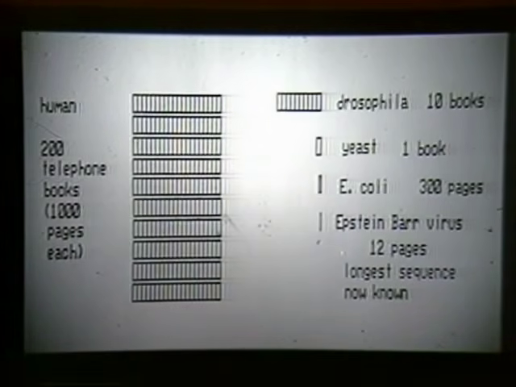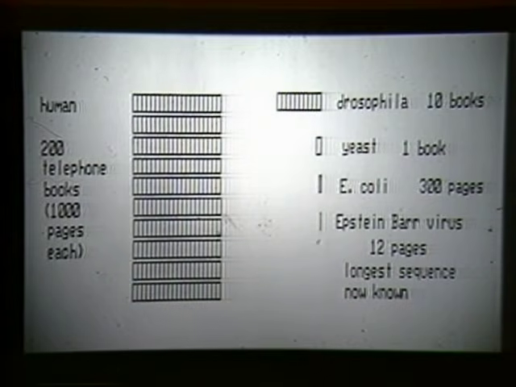And the major reason I show it to you is to try to show you how far we have to go. The longest continuous sequence now known, Epstein-Barr virus, about 170 kilobases of sequence, is 12 pages of the Manhattan telephone book. That's all. The E. coli, which will probably be sequenced within a couple of years by the multiplexing methods, is 300 pages. So it's a third of the Manhattan telephone book. The human genome is 200 copies of the Manhattan telephone book.